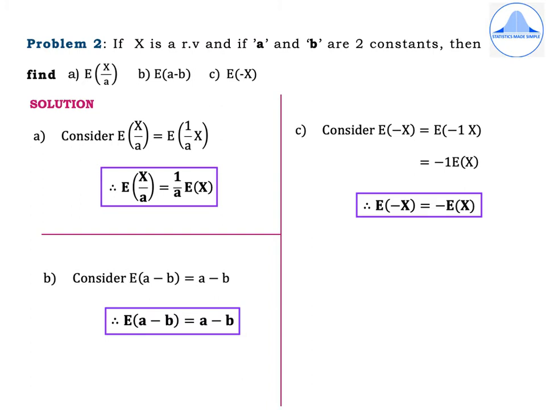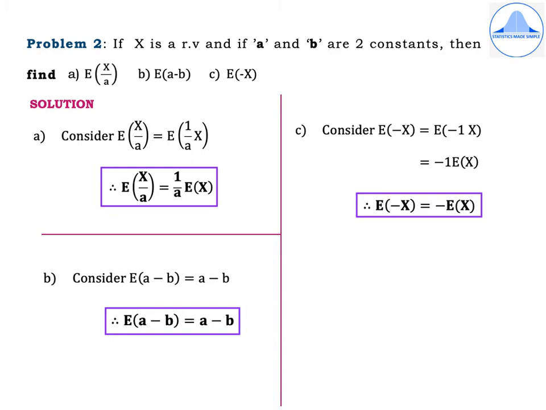Second subdivision, we have to find out E of a minus b. Remember that a and b are constants, so they are two numbers. Suppose a is 5 and b is 2. So a minus b is 5 minus 2, which is equal to 3. What will the expectation of 3 be? It will be 3 itself. So this result is very direct.